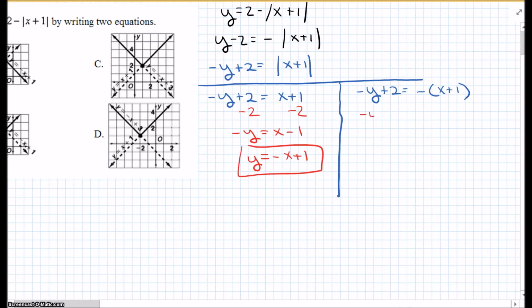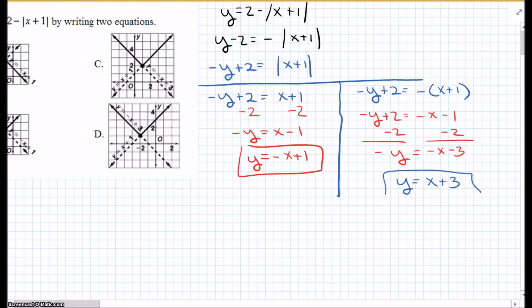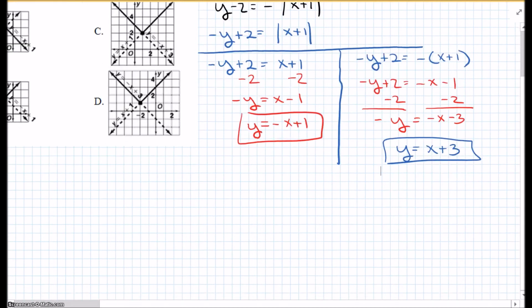So the other side is going to be negative y plus 2 equals negative x minus 1. So let's subtract 2 from each side. So I get negative y equals negative x minus 3. Flip the signs. So I get y equals positive x plus 3. Can I graph this? Yes, I can.